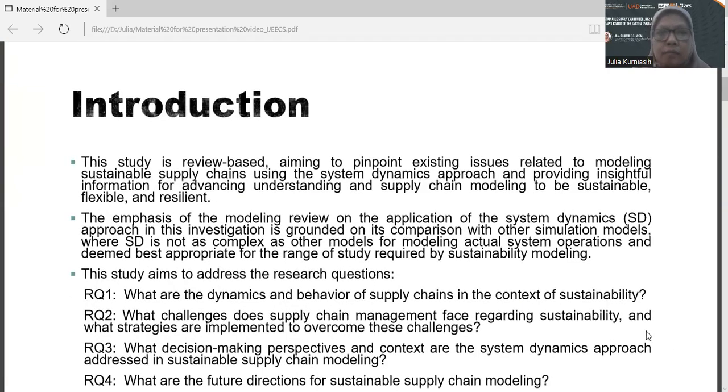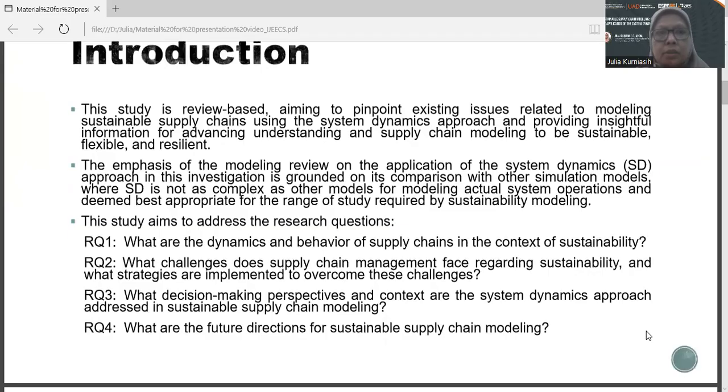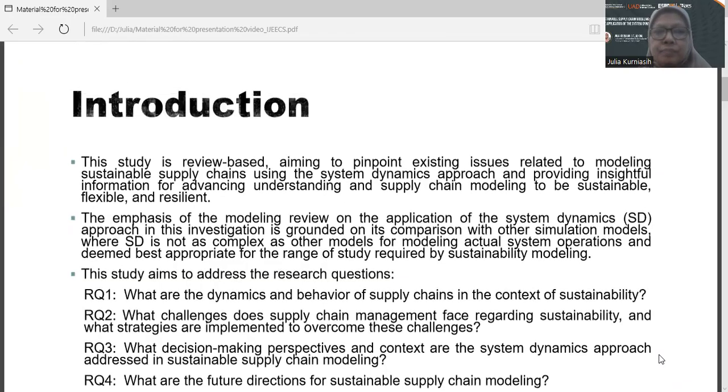Okay, the first section is the introduction. The study is review-based, aiming to pinpoint existing issues related to modeling sustainable supply chains using the system dynamics approach, and to provide insightful information for advancing understanding and supply chain modeling to be sustainable, flexible, and resilient.